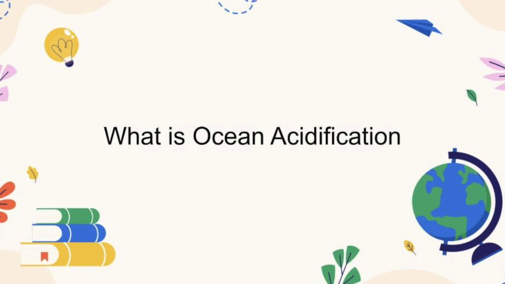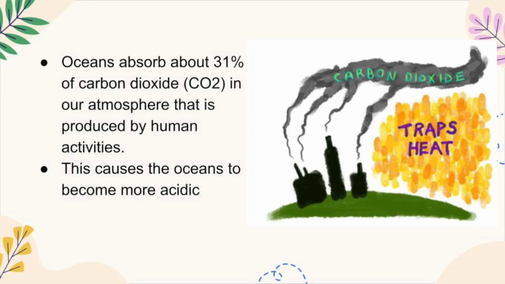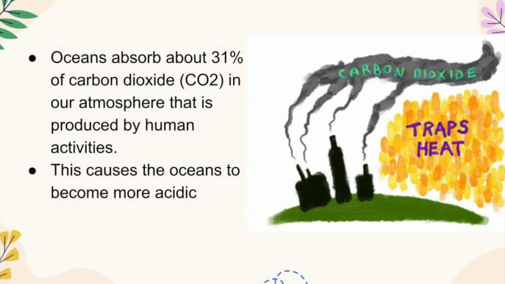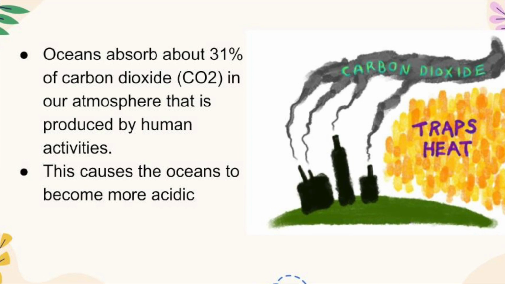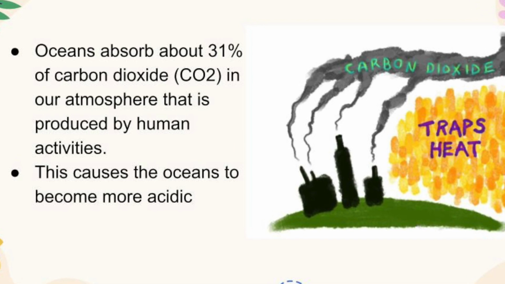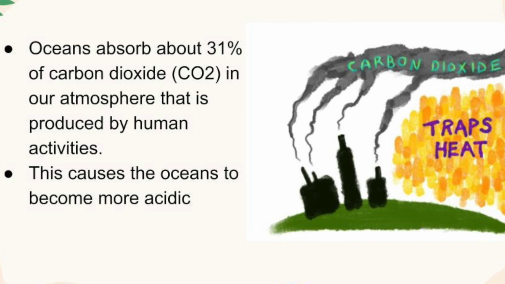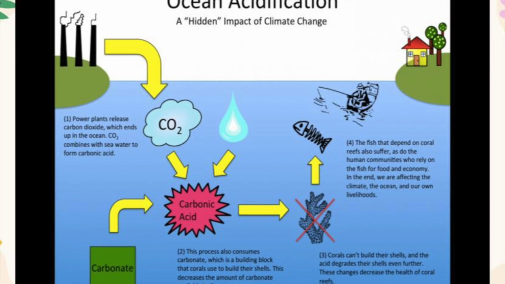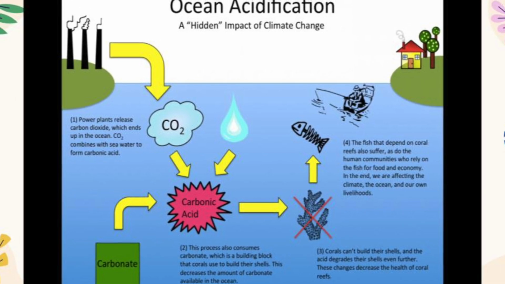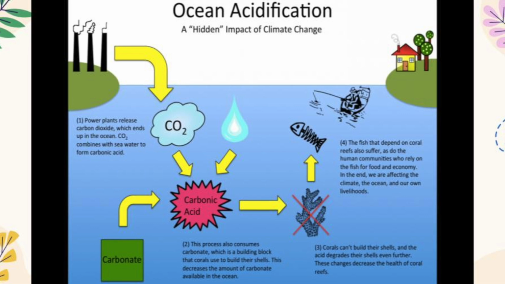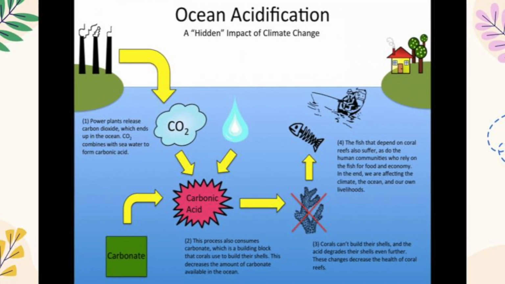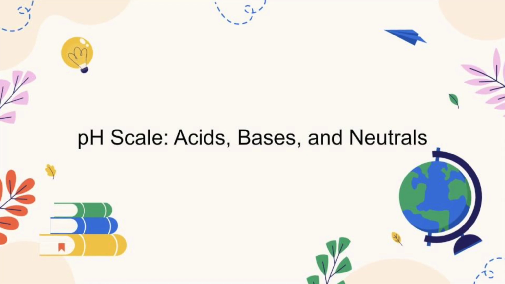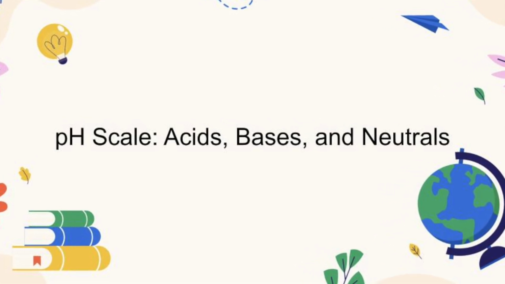What is ocean acidification? Ocean acidification is when our ocean absorbs carbon dioxide that is released into our atmosphere, making it become more acidic. The ocean absorbs about 31% of carbon emissions. Burning fossil fuel, caused by us humans, releases large amounts of carbon dioxide. When carbon dioxide and water from the ocean mix, they form an acid that causes our oceans to become more acidic.